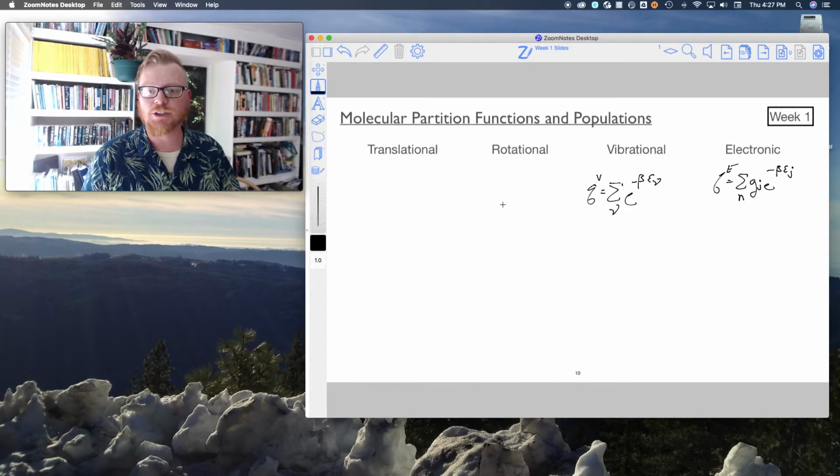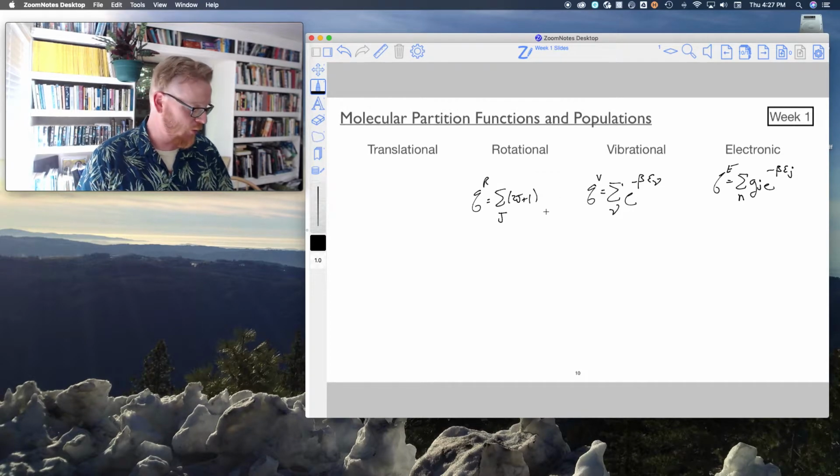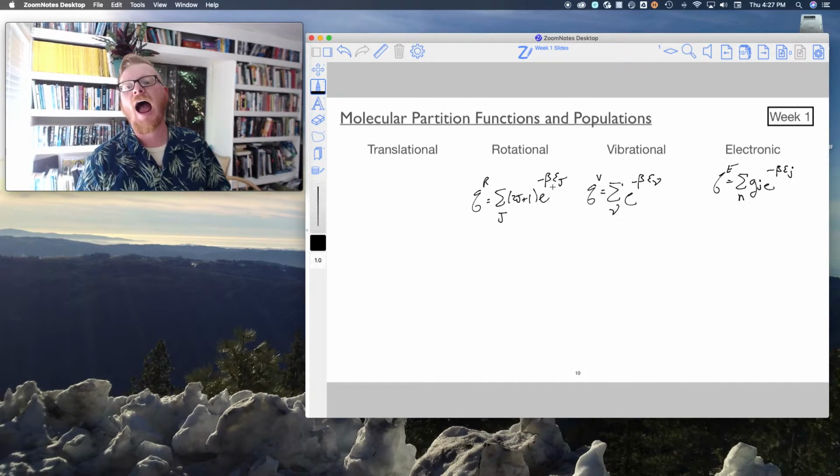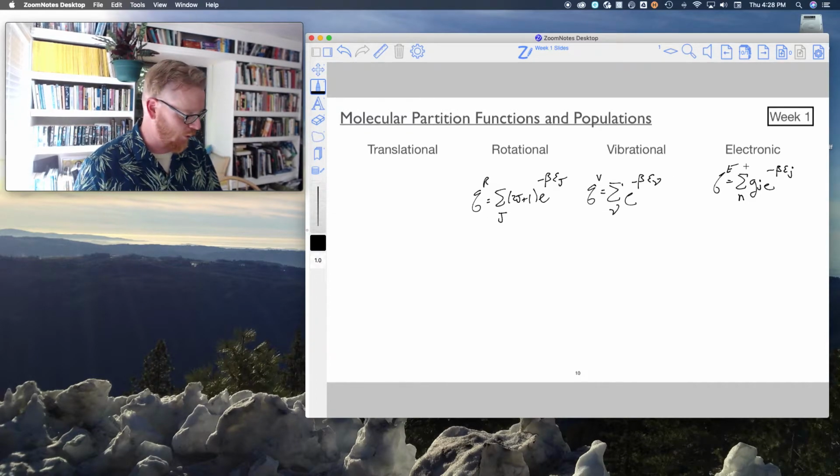Our rotational levels look like this, QR, and that's the sum over, this is capital J, which is the rotational quantum number, and we'll get into that in 362. This is my degeneracy term for rotational. It goes 2J plus 1, but still it goes e to the negative beta, right? They're all like the same form of the equation. It's really just a matter of how you calculate the value of energy for those levels.